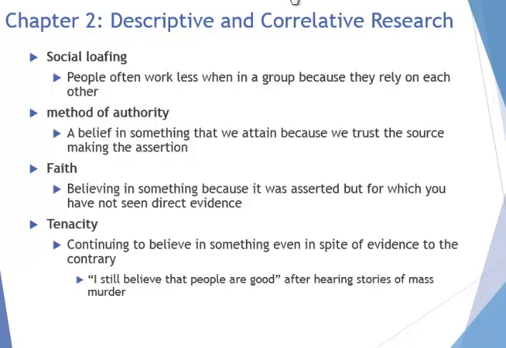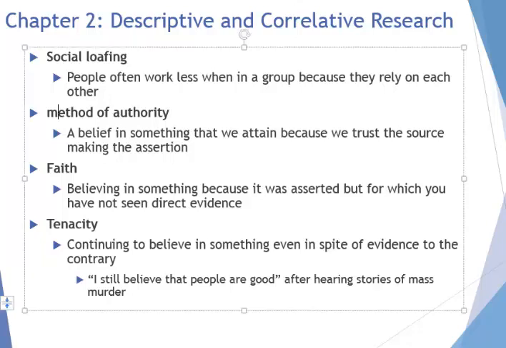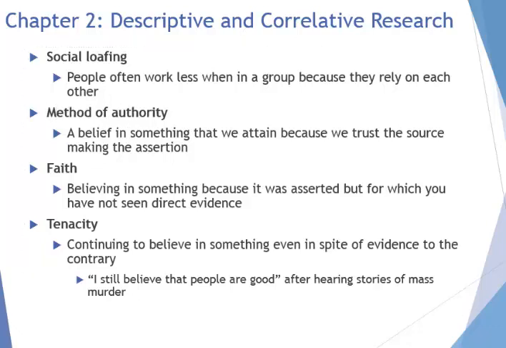Method of authority is a belief in something that we attain because we trust the source. Sometimes a parent, a teacher, or somebody whom you trust tells you something, and we take it as a given even though it may not actually be proven. These all stand in contrast with the scientific method, where everything needs to be proven or else scientists don't necessarily believe it.